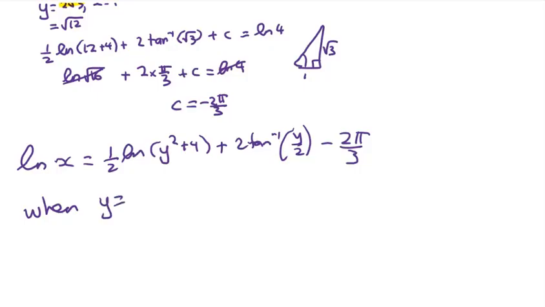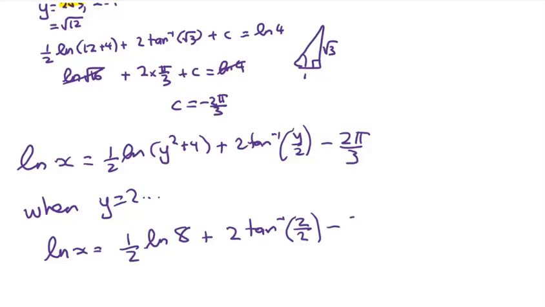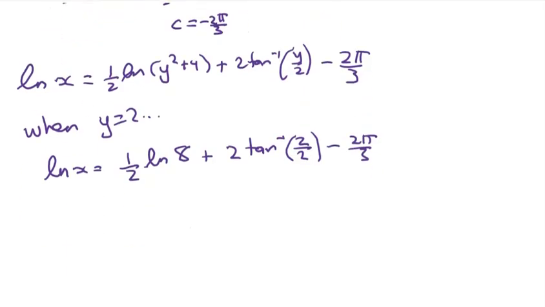So what happens when y equals 2? The natural log of x is equal to a half ln of 8 plus 2 tan inverse of 1, which is nice and easy, minus 2 pi on 3. That gives me 1/2. I'm doing this as if it's an exact value question, I've just realised, because I'm so used to doing that. So the angle whose tan is 1 is pi on 4.